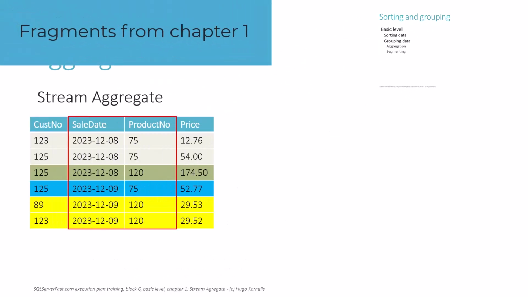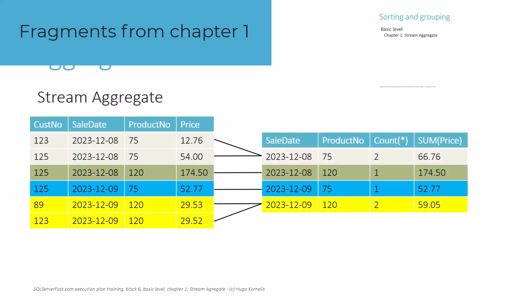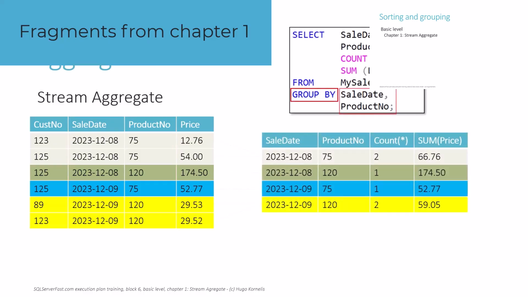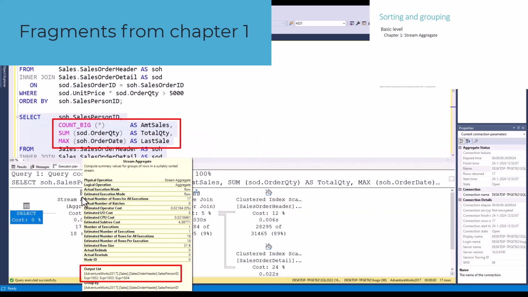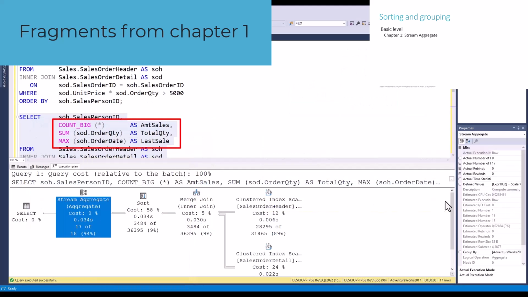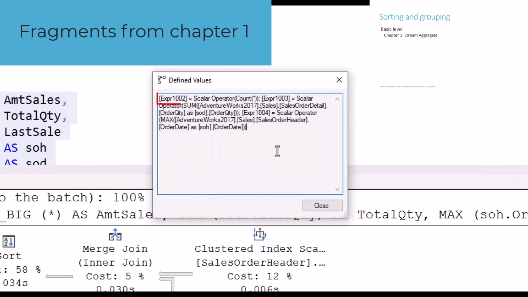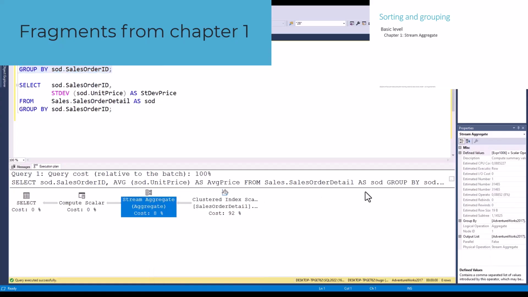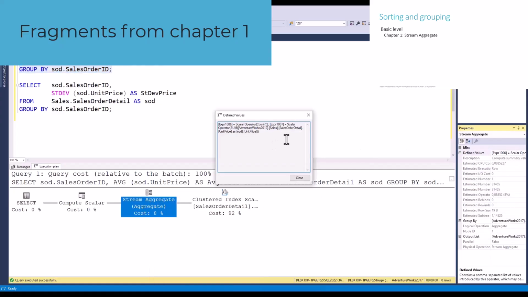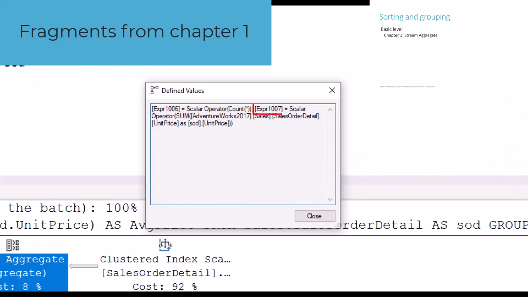The first chapter discusses the stream aggregate operator, one of two operators that can perform aggregation. It can compute the basic aggregate functions, such as count, max, or sum. Some other aggregate functions are computed indirectly. For instance, the average is the sum divided by the count.